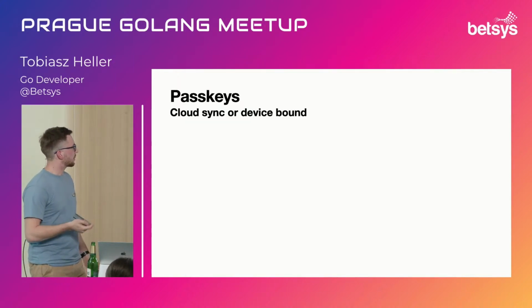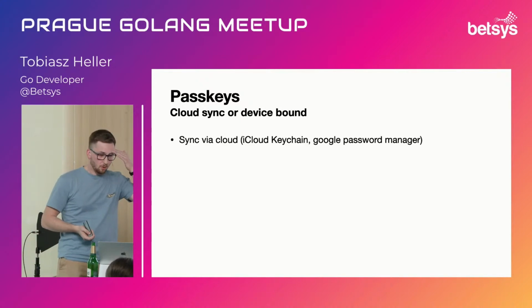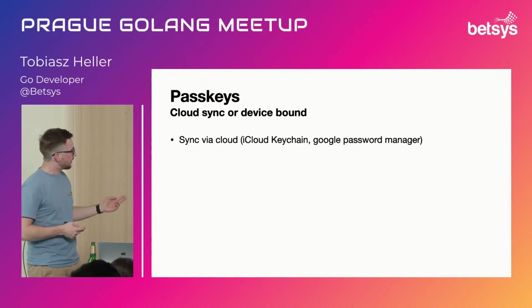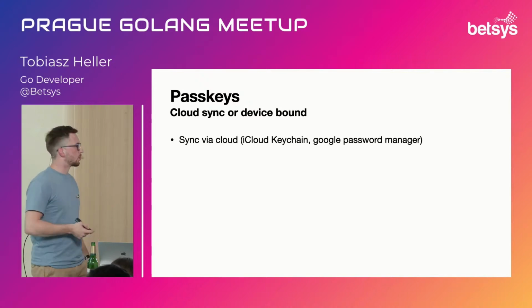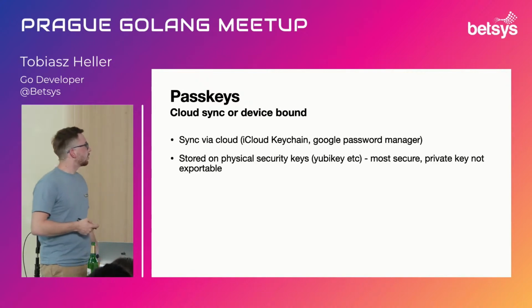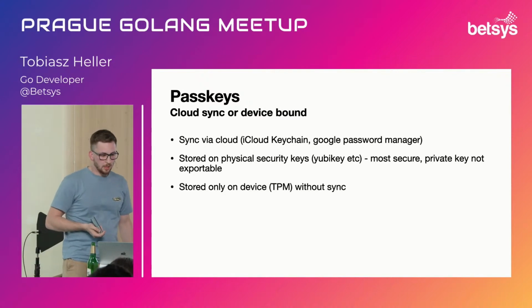And with Passkeys, as I mentioned, we have the option to either use cloud sync or device-bound. With sync via cloud, Google also supports it. If you're signed in, you can store it in Google Password Manager and it will be synced. You can store it on your physical YubiKey. This is the most secure because the private key from there is not exportable.